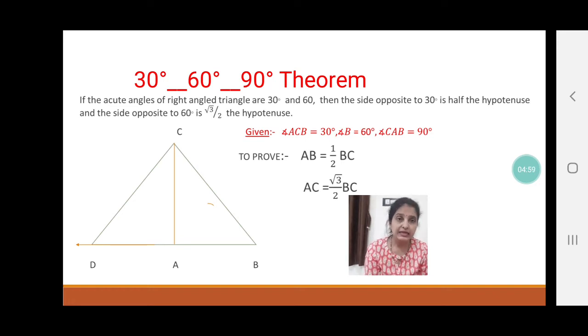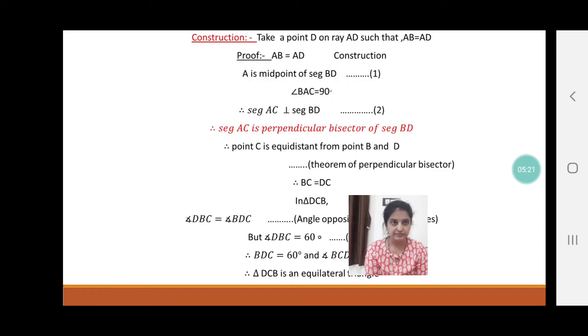The next part that we have to prove is the side opposite to 60 degree. Now the side opposite to 60 degree is AC. So here AC will be equal to root 3 by 2 times the hypotenuse. So here we have to do a certain construction. Here you have to take a point D on ray AD such that AD is equal to AB. Okay. Now we will start with the proof.